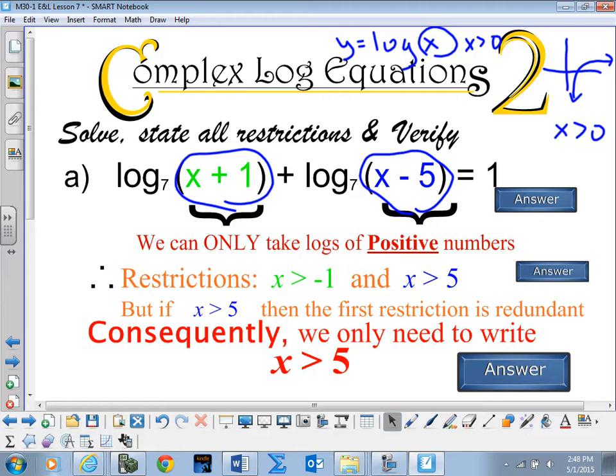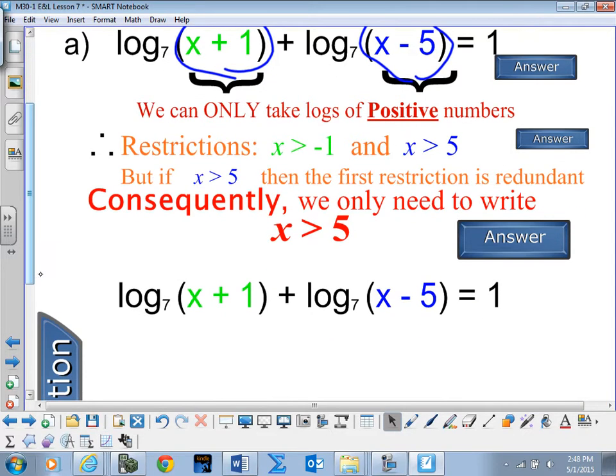So if you think of it on a number line, it might be helpful. But what we need to do is just see which one covers the other one. For example, if you said just x is greater than -1, then that means x could be negative, or x could be 0. And 0 wouldn't work. It would make this undefined. So it can't be 0, even though 0 is greater than -1. So the only restriction that you would write is this. You wouldn't write both of them because it isn't both of them. It's only the one.